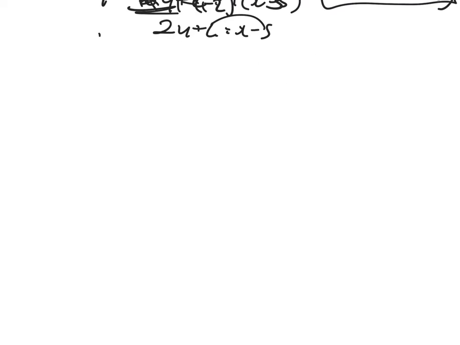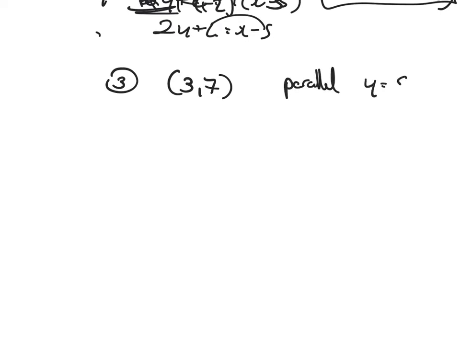Okay, example 3. We're going to find the equation of the line which passes through the point (3, 7) and is parallel to the line y equals 5x minus 2. Well, first of all, if the lines are parallel, then we know that the gradients are equal. So I can pick out the gradient of that line, because that's already in the form y equals mx plus c. So the gradient of that line is 5. Our line's parallel, which means it's also got a gradient of 5.